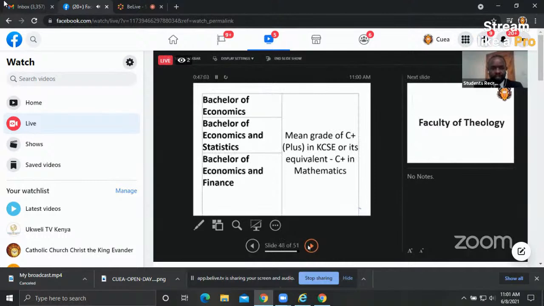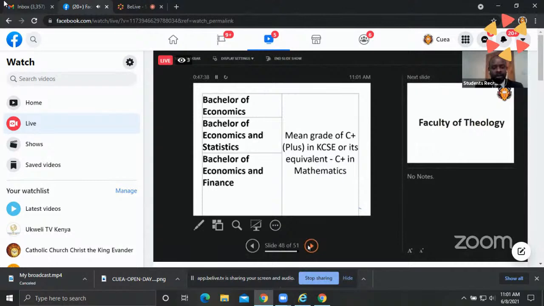Now, we also have Bachelor of Economics, Bachelor of Economics and Statistics, and Bachelor of Economics and Finance. The minimum grade that we require in this specific area is a C plus. However, there is a key subject requirement, and that is C plus in mathematics. The C plus in mathematics is required for all the three areas of economics. That is economics, economics and statistics, and we also have economics and finance.